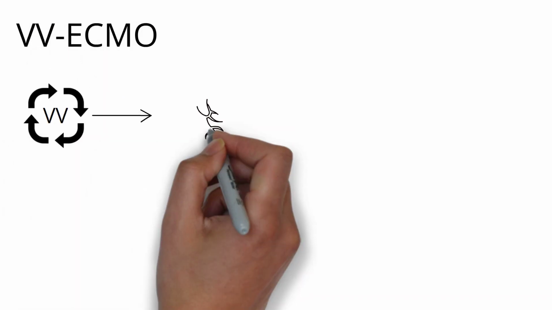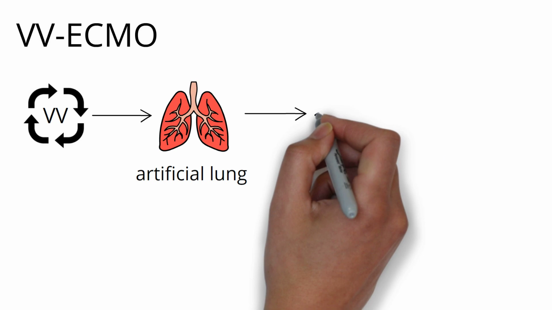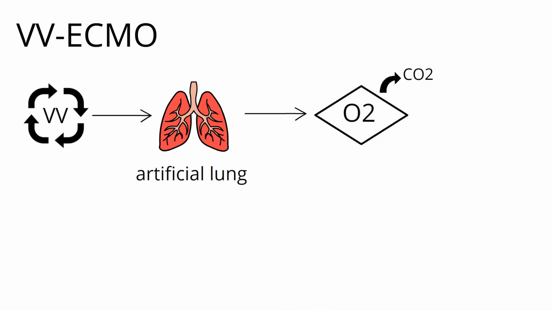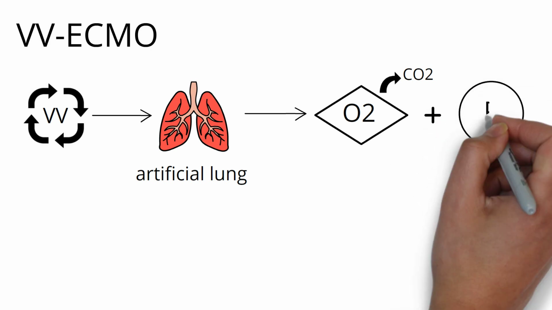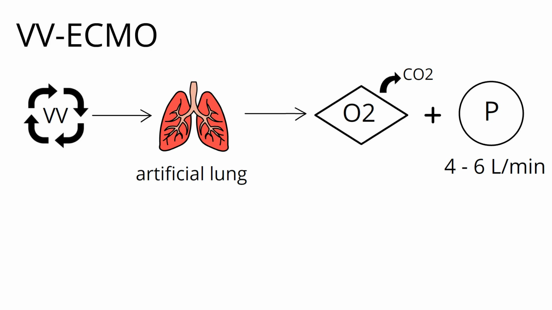So let's get started. In basic terms, VV ECMO functions as an artificial lung and is able to perform gas exchange external to the body. The VV ECMO circuit contains a membrane oxygenator which can oxygenate blood and remove carbon dioxide. It also includes a pump that provides about 4 to 6 liters per minute of blood flow, with the goal of oxygenating at least 60% of a patient's native cardiac output.